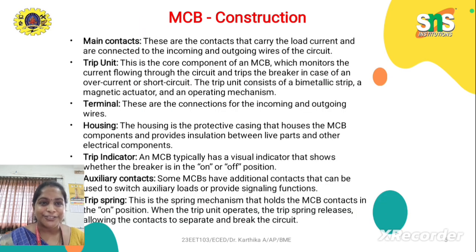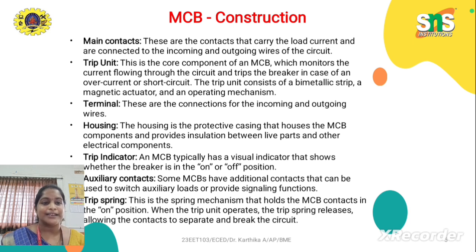See the construction of MCB. We have main contacts, trip unit, terminal, housing, trip indicator, auxiliary contacts and trip spring. Main contacts carry the load current and are connected to the incoming and outgoing wires of the circuit. The trip unit consists of a bimetallic strip, a magnetic actuator and an operating mechanism. At the terminal, the connections for incoming and outgoing wires are there. Housing is a protective casing that houses the MCB components and provides insulation.